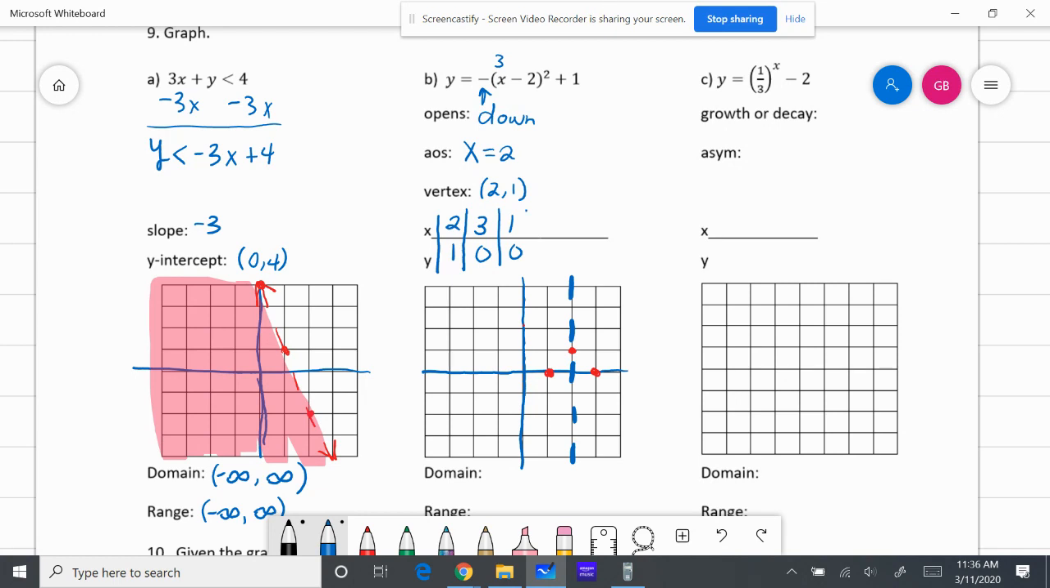I'm going to add one more point. So I'm going to plug in 4. Again, using mental math. So if this was 4, 4 minus 2 is 2. 2 squared is 4. The sign in the front makes it negative 4. Plus 1 is negative 3. So (4, -3). And again, using symmetry, I'm going to put another point on the other side here. And then with this, I'm going to go ahead and graph my parabola.